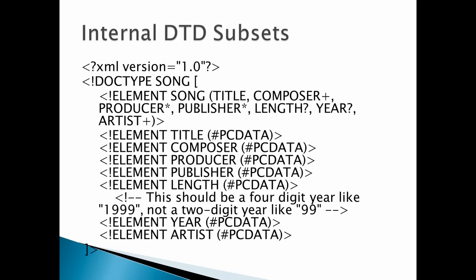And if you're using an internal DTD subset, here's how it might be added to an XML document. The doc type comes right after your XML declaration and lists very similar things as we saw in the last example.